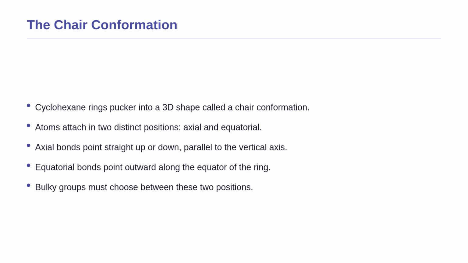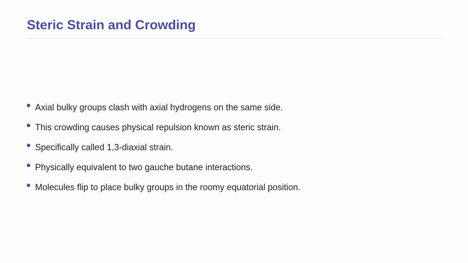When we attach a bulky group, it has to choose between the cramped axial seat and the spacious equatorial seat. So, what happens if a bulky group takes the cramped seat? When forced into the axial position, the bulky group points straight up or down, right alongside two other axial hydrogen atoms. These atoms end up invading each other's personal space.